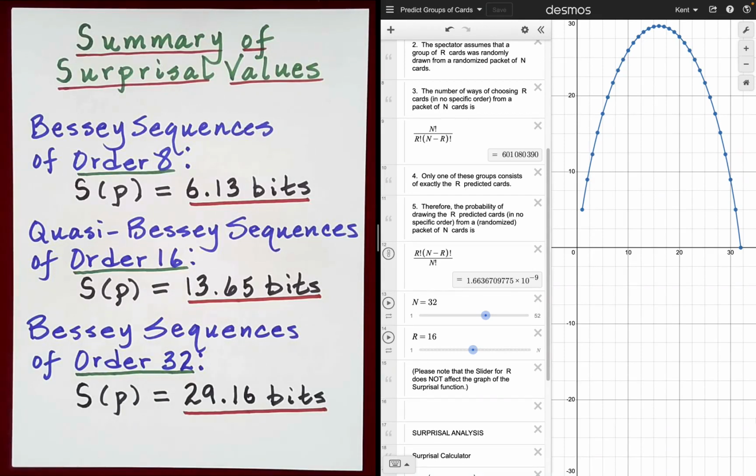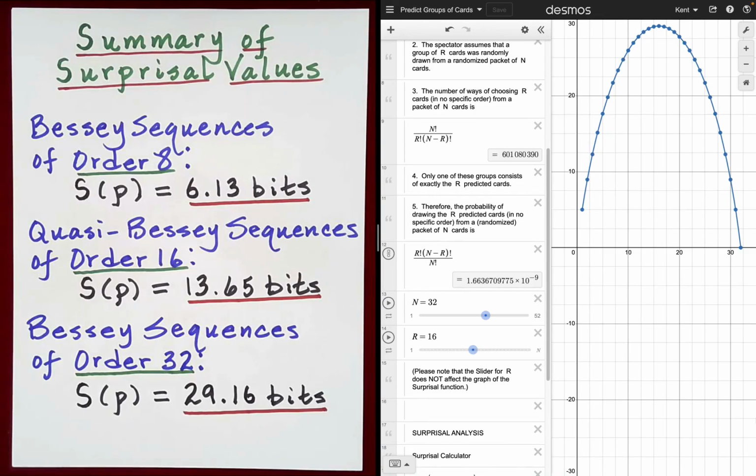29.16 bits. I want to point out that the Surprisal value associated with being struck by lightning is about 18 bits. So what that would mean then is that the Surprisal associated with a Bessey Sequence of Order 32 performance is not far off of the Surprisal value associated with being struck by lightning twice during your life. So that is a huge Surprisal value, and consequently a tiny probability that that event could happen by chance alone.